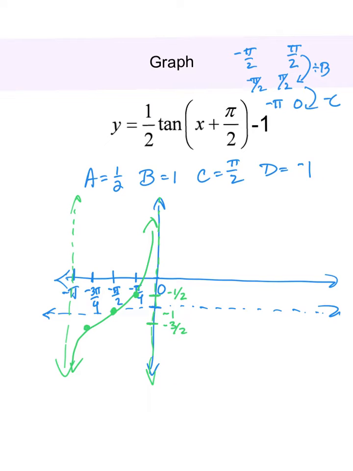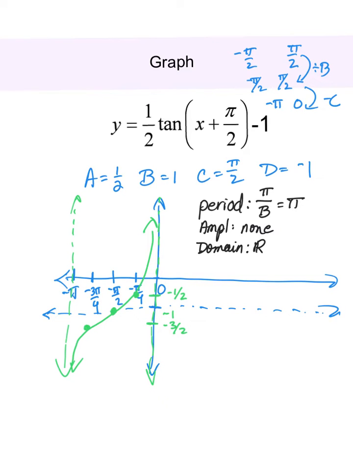The period for my graph is going to be the original period for tangent, which is pi, divided by b. In this case, b is 1. So my period stays the same at pi. My amplitude is none.